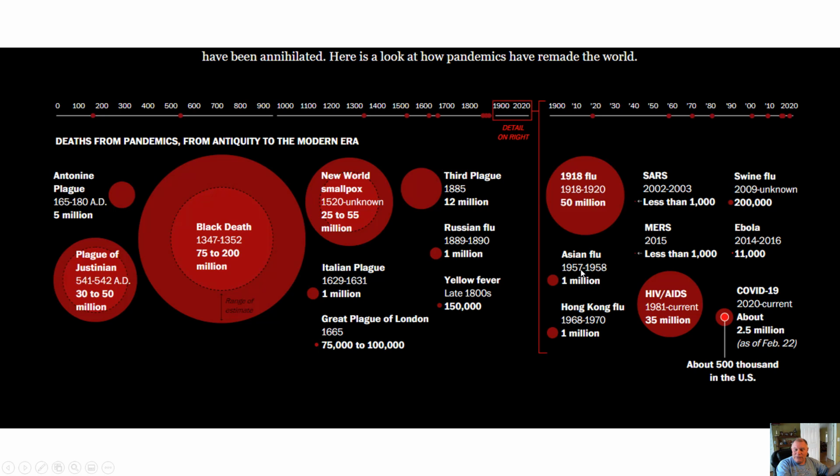Asian flu, between 57 and 58, a million. The Hong Kong flu, 68 to 70. SARS, less than 1,000 people died from SARS. MERS, less than 1,000. Swine flu, 200,000 people worldwide. Ebola, 11,000. HIV/AIDS, 35 million. A lot of people. COVID-19 today, right now, we're at about 2.5 million worldwide as of February 22nd. So we look at it within the context, we have had these pandemics in the past. They've killed a lot of people, and the world has come back from that every time with a different result. Things have changed, and that's what we're going to see.